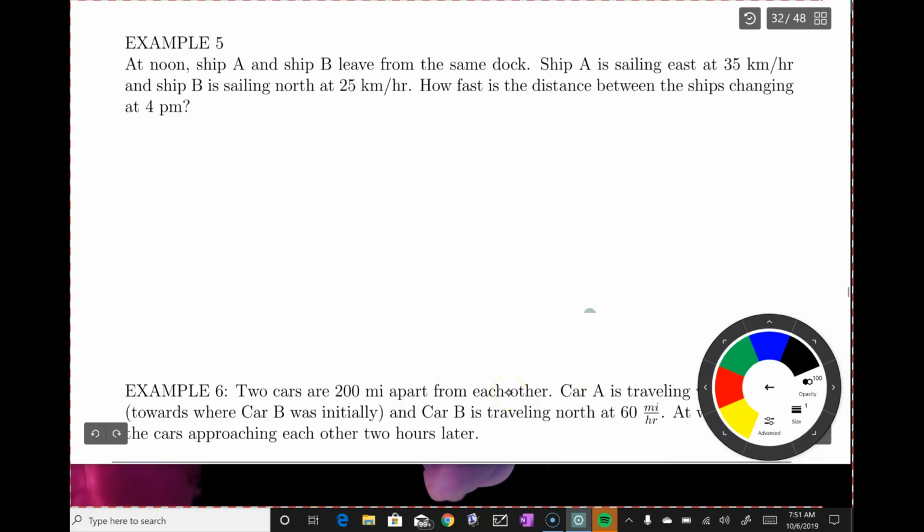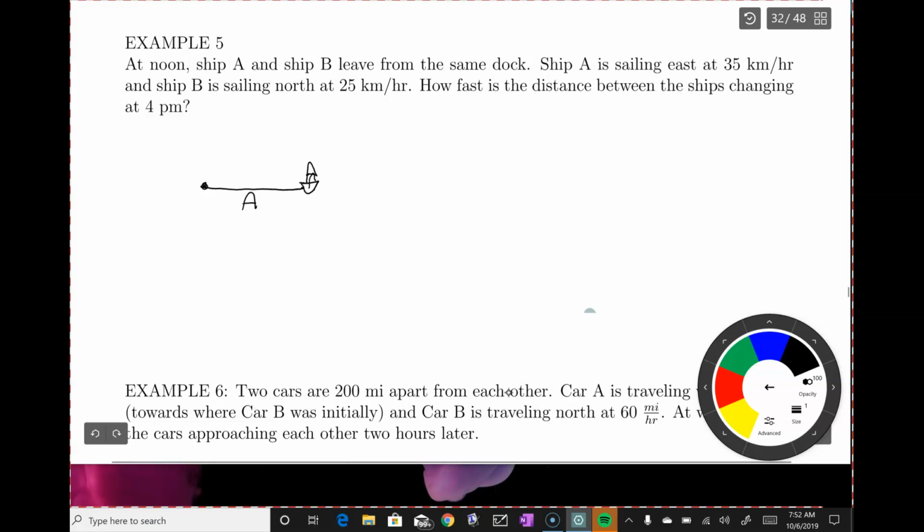Okay, so we have two ships. Ship A here, starting from the same dock, is sailing east. Even though I might want to label the boat name A, I'm not going to do that. I'm going to label the length that the boat is changing as A, even though I can put the boat there with the sail.